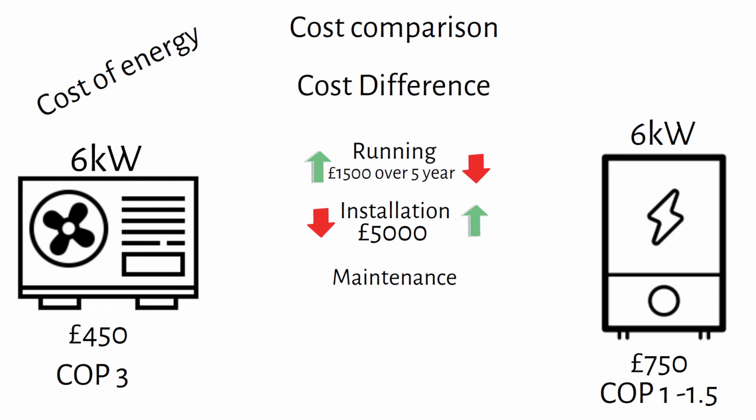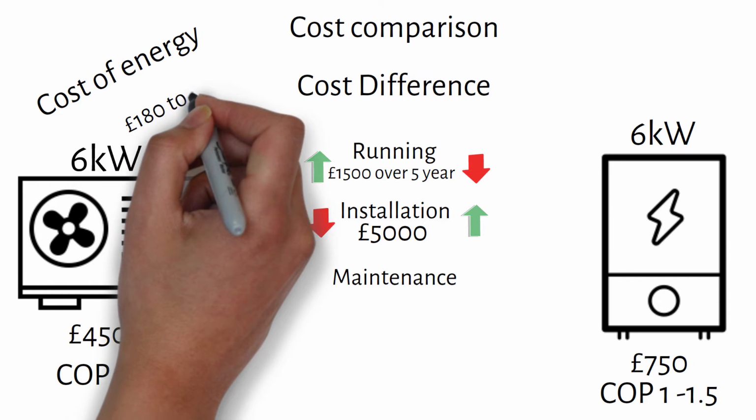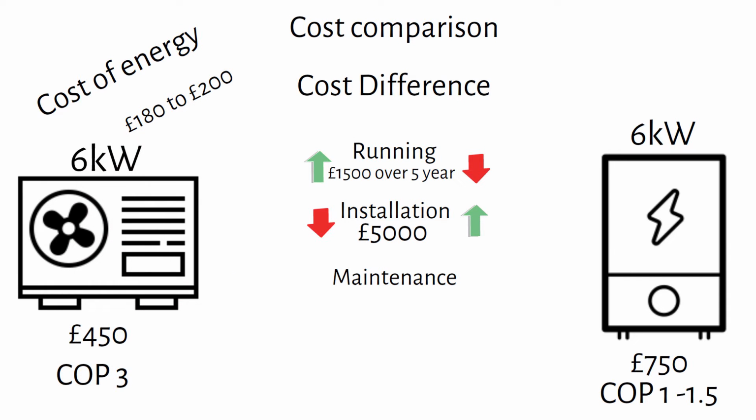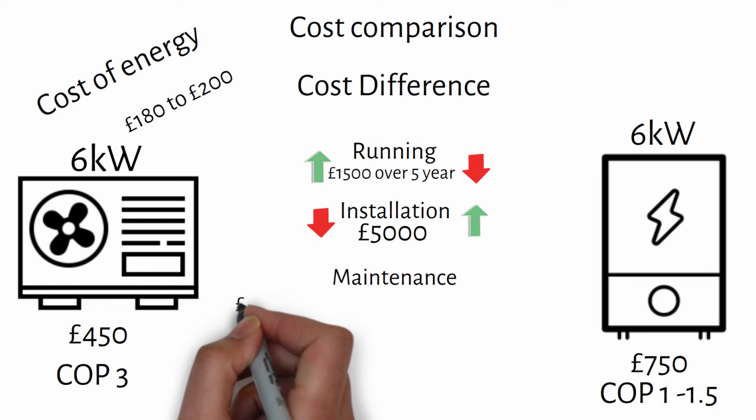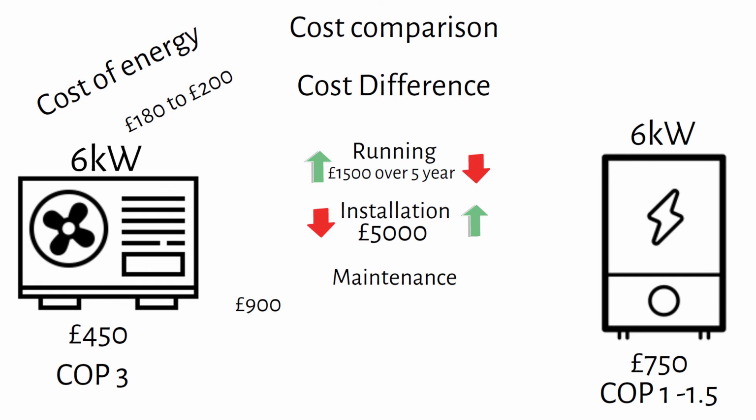Let's look at the maintenance costs. Well, an air source heat pump will cost you around £180 to £200 to get it serviced. Let's use the lower figure of £180. Times that by 5 years, that gives us a cost of £900. An electric boiler, on the other hand, gives a figure of £100. Over 5 years, we get a figure of £500. So, the savings of an electric boiler versus an air source heat pump is £400 over the 5 years.